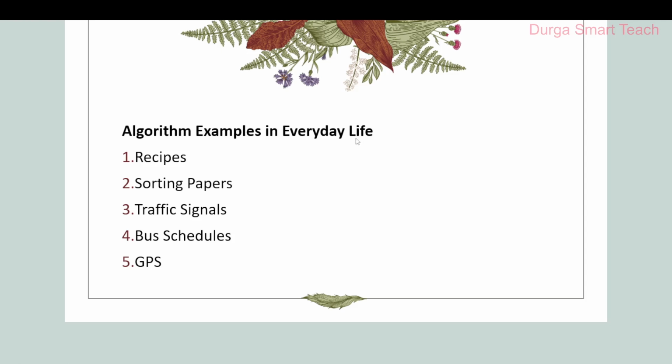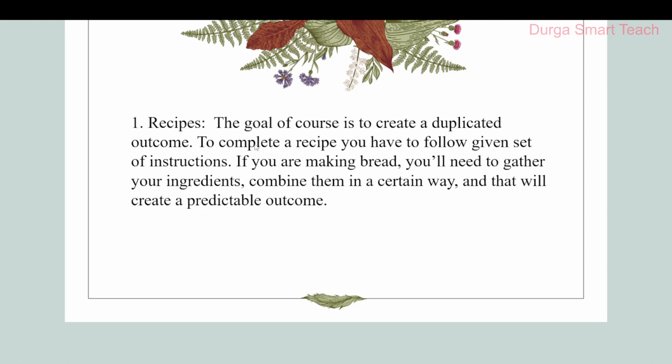Some real life examples are recipes, sorting paper, traffic signals, bus schedules, and GPS. I will take one example: recipes. The goal of a recipe is to create a duplicated outcome. To complete a recipe, you have to follow a given set of instructions. For example, if you want to prepare coffee or tea, you need to create a duplicate coffee or tea. For that you need to follow some steps, and in a finite number of steps it will complete.